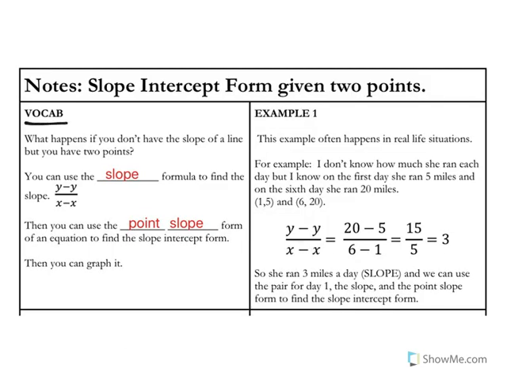So we have vocabulary here. What happens if you don't have the slope of a line, but you have 2 points? You can use the slope formula to find the slope, y minus y over x minus x. Then you can use point slope form that we learned about in the last unit objective, and we can use that to find the slope-intercept form. Then we can graph it.